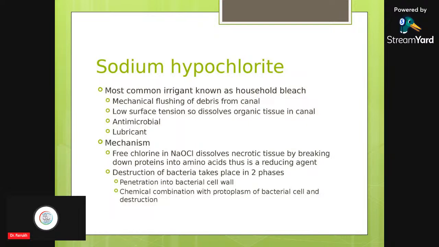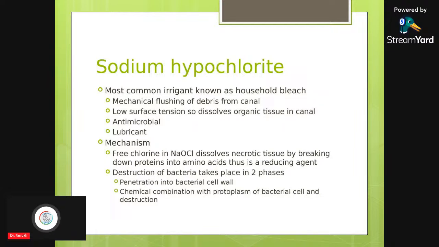So we will discuss sodium hypochlorite. Basically, it is the most common irrigant, also known as household bleach. Mechanical flushing of debris from the canal, low surface tension, so it dissolves organic tissue in the canal. Antimicrobial, lubricant. The mechanism is that free chlorine in the NaOCl dissolves necrotic tissue by breaking down the proteins into amino acids. Thus, it is a reducing agent.